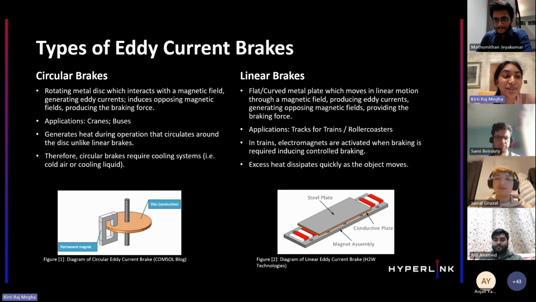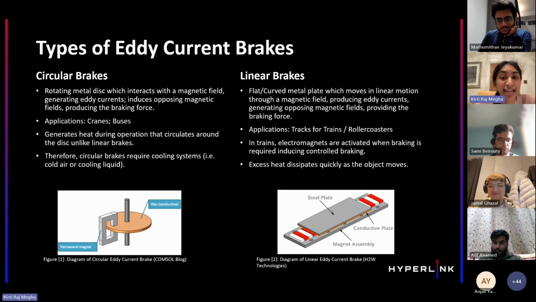There are two common types of eddy current brakes, circular and linear. Circular brakes can be designed two ways to induce eddy currents. It could be like figure 1, a stationary magnet which faces a rotating metal disc, which rotates and cuts the magnet's fields, or electromagnets along coils on a spinning wheel.